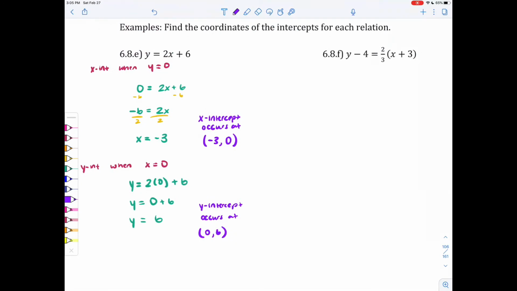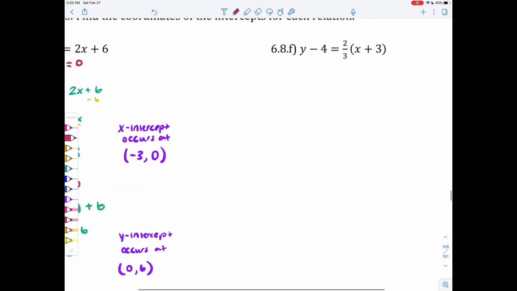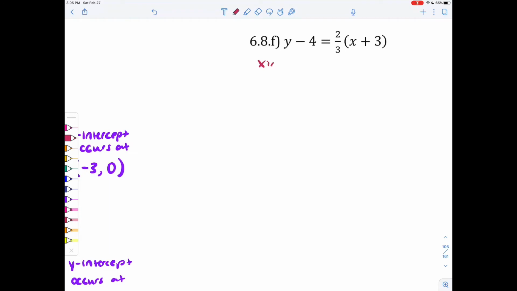If you haven't paused and tried anything on your own yet, this would be a really fantastic time to do that for this next example. Same ideas, same steps, but now just a different equation. Looking at this, we're going to get an x-intercept. When does that happen? That happens when y is equal to 0. So we've got 0 minus 4 equals 2/3 of x plus 3. And then we're going to solve this little bit by bit.